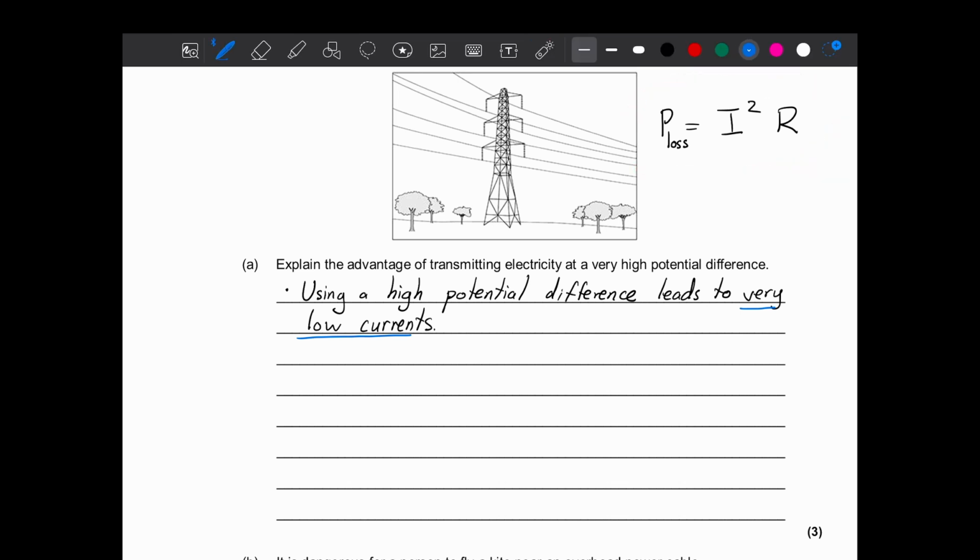So, where would you be losing that power? You'd be losing it to your surroundings through thermal energy loss. Let's write both of those points down now. I'll use a different color for this.